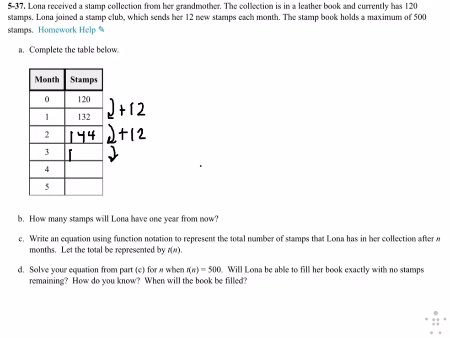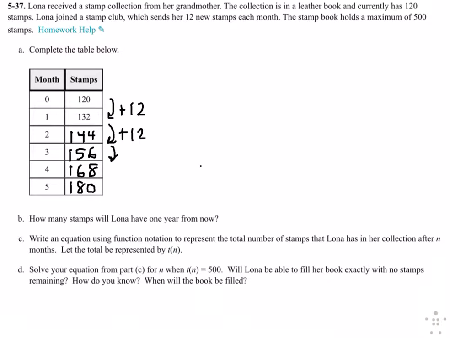And we get 156, and then add 12, and we get 168, and then add 12, and we get 180. So she has 180 stamps after 5 months. B says, how many will she have 1 year from now?